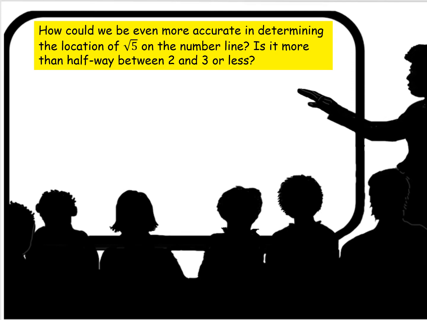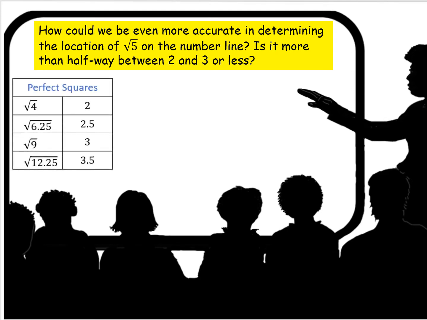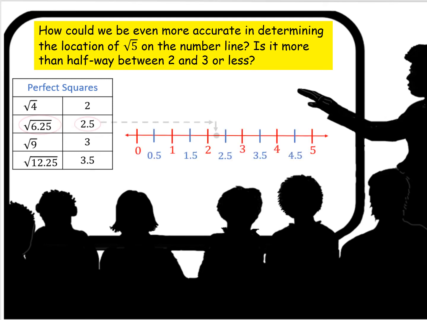Well, but could we be more accurate than that? Is it between 2 and 3 meaning halfway between? Where exactly is it between 2 and 3? Again, we're going to continue with making this perfect squares table. So now we can say, well, what is 2.5 times 2.5? It would be the square root of 6.25. So now what does that tell us? Is the square root of 5 less than 2.5 or more than 2.5?